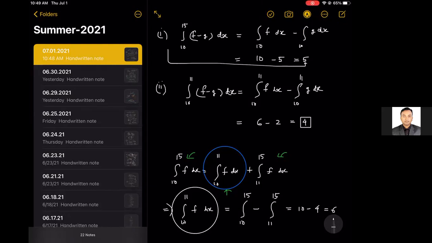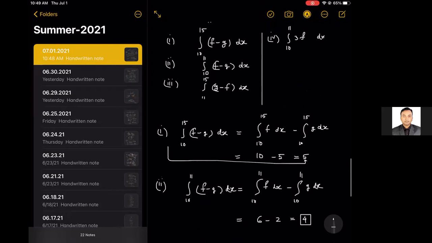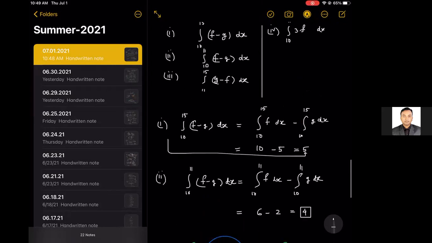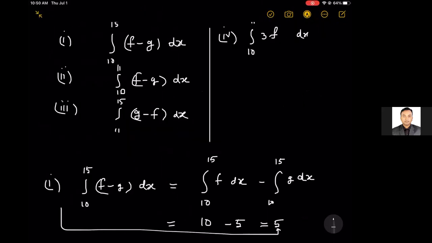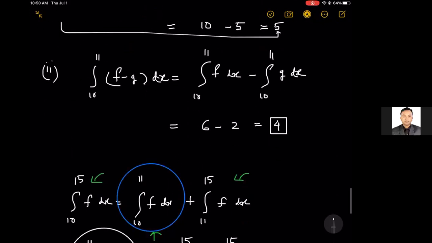All right, let's do the other two problems. So group 3, what's your answer for problem 3? G minus F, or rather I would say from 11 to 15. Group 3. Matthew or Ada, if someone could answer. I got -1.